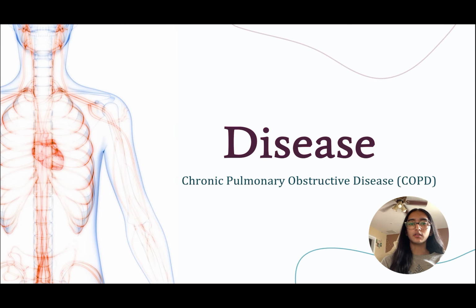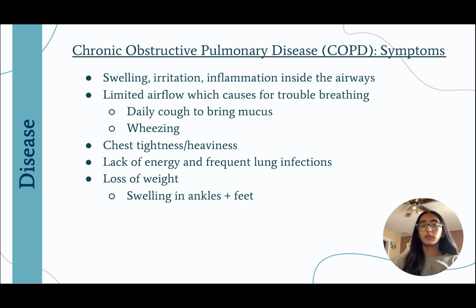The disease that we chose to research is chronic obstructive pulmonary disease, commonly referred to as COPD, and it is primarily a respiratory disease but can also affect your circulatory system. Common symptoms, when you first get it and it's not as severe, are a daily cough to get your mucus out, wheezing, and chest tightness. As symptoms get worse, there's lack of energy, swelling in feet and ankles, and commonly weight loss.